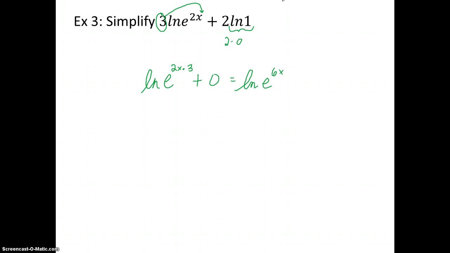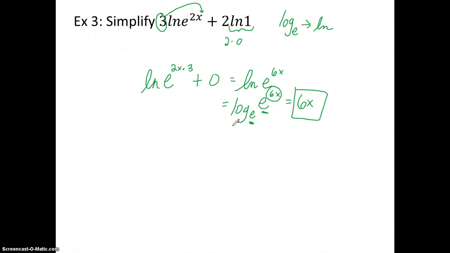Well, notice here, remember that I said that log base e is ln. So this really is log base e of e to the 6x. And we actually went over a property in class that said that if these match, then we simply have the power, 6x. This is actually going to be our answer.